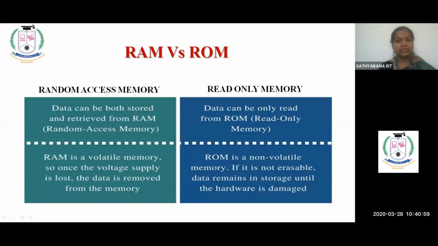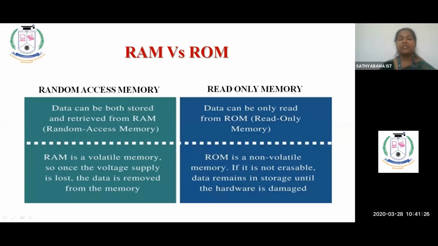So again, I repeat it. RAM is called a temporary memory, whereas ROM is called a permanent memory. And in random access memory, as the name indicates, you can perform read operation as well as write operation at any time as well as in any physical location. But in ROM, you can perform only read operation but not write operation.